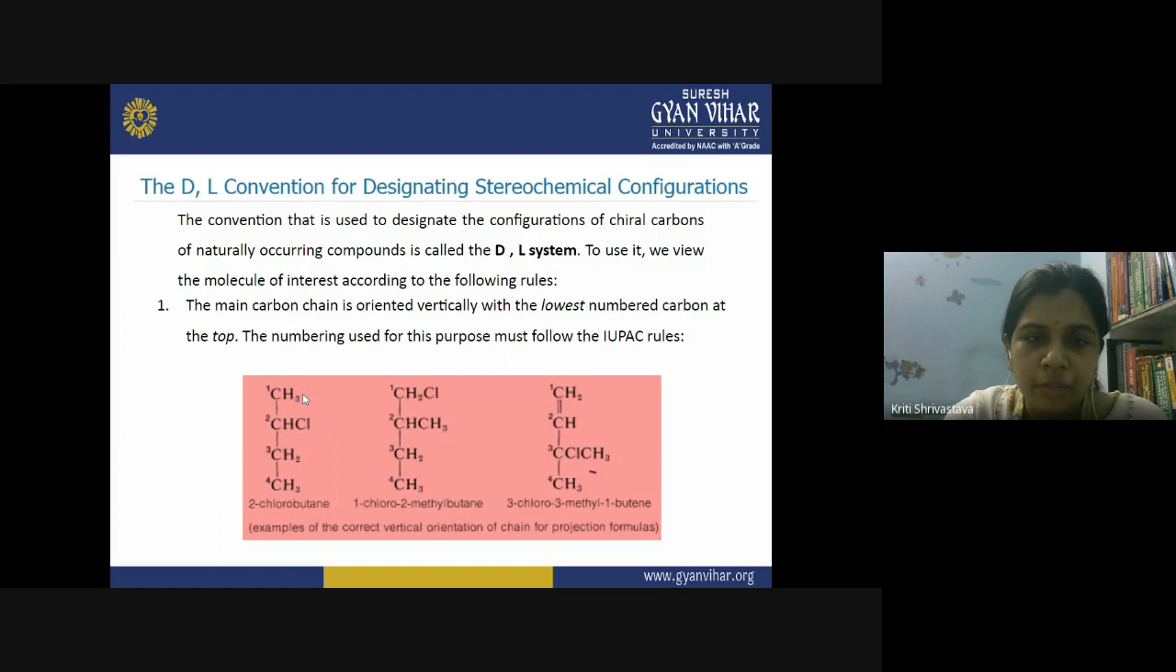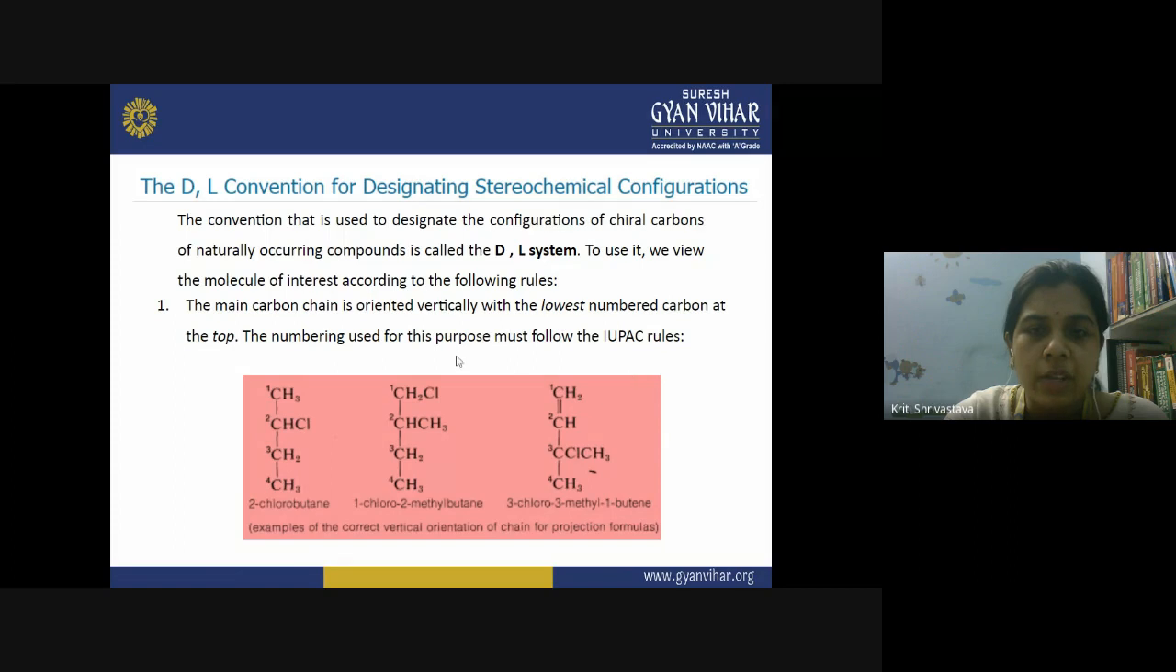First of all, you have to arrange your molecule like this. What is the first rule? The main carbon chain is oriented vertically like this. Maybe you can see the representation here. We have vertically arranged the carbon atoms in our molecule. And what is the process of arranging it? The lowest number carbon goes at the top. So you will start the numbering from the top of the molecule. The first number will be given to the topmost carbon, and that follows until you number all the carbon atoms. The numbering should be according to the IUPAC rules.